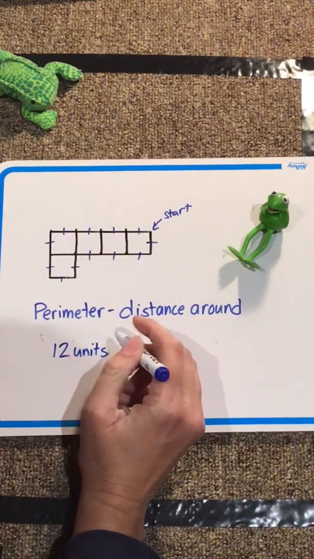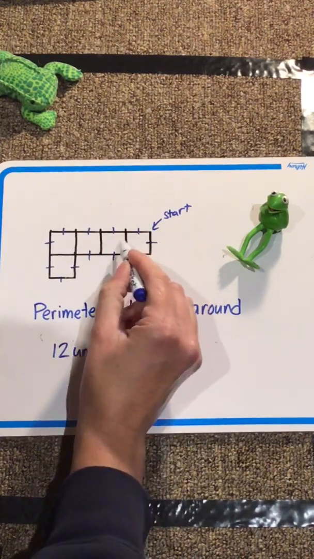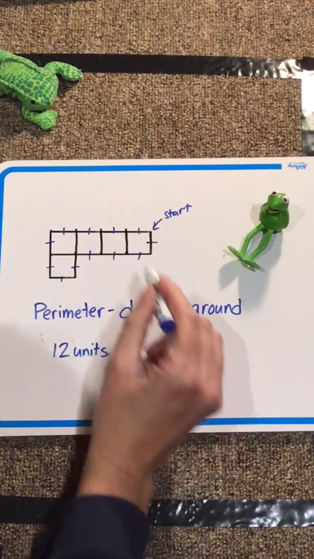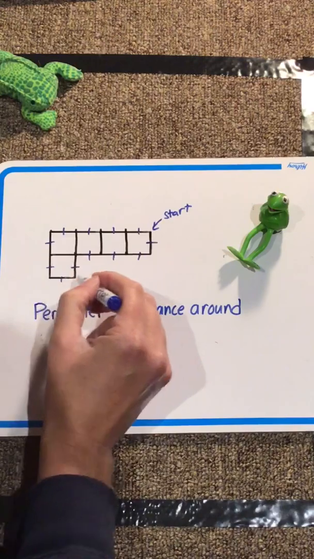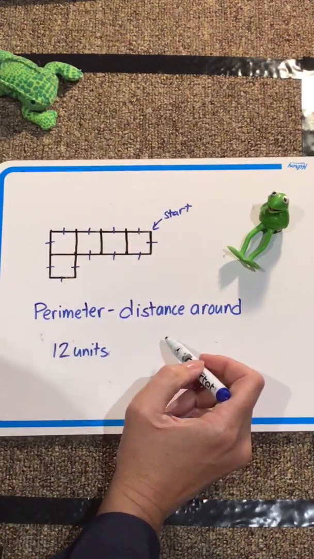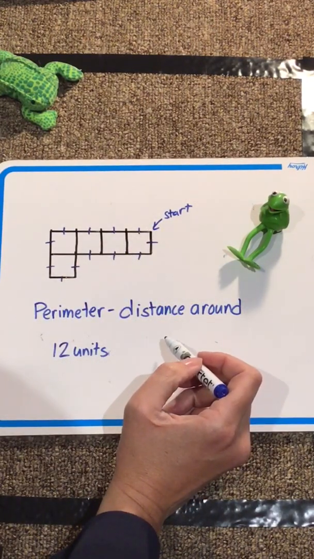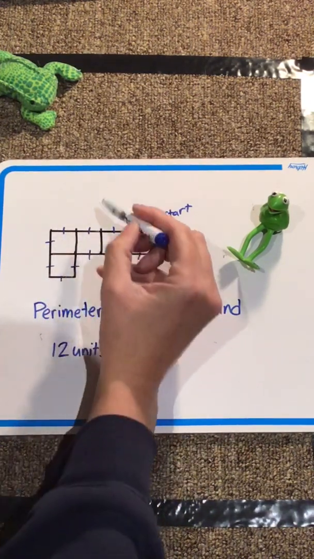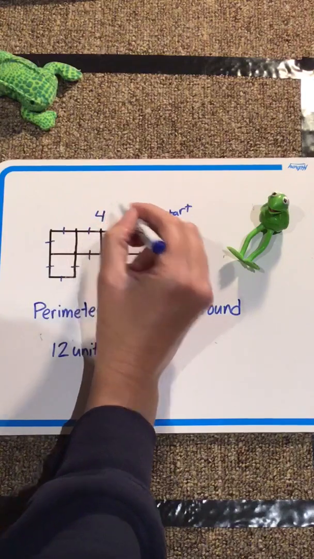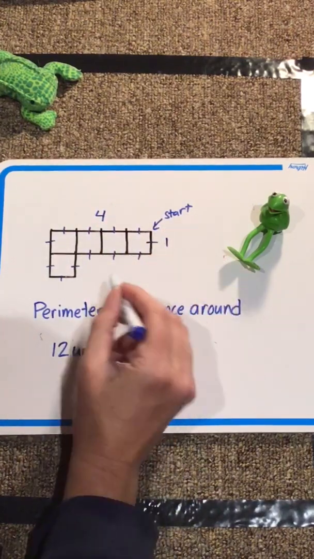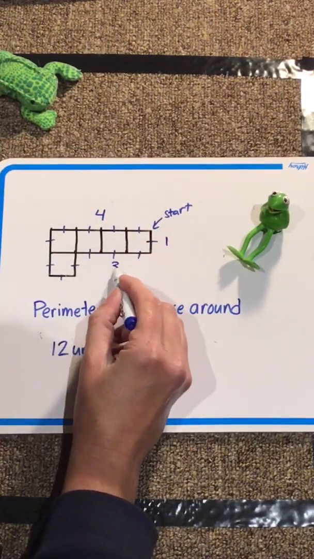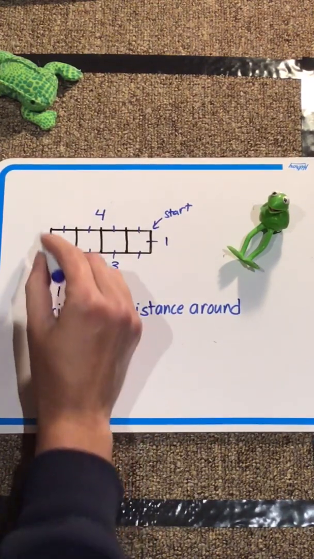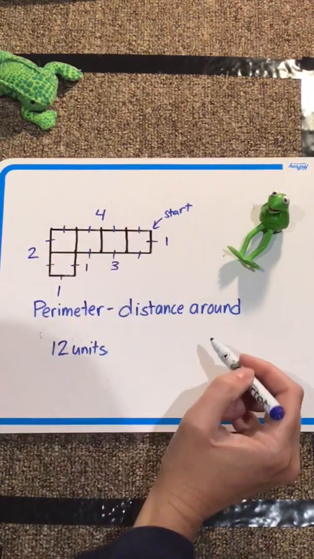units. Okay? So really make sure you don't count the inside lines. Those ones don't matter. It's only the ones that you would walk along the length of as you're walking around the outside. Or you could measure the sides, and we could say this side here is going to be 4. This side would be 1. This side, 3. This side, 1. This side, 1. And the last side, 2.